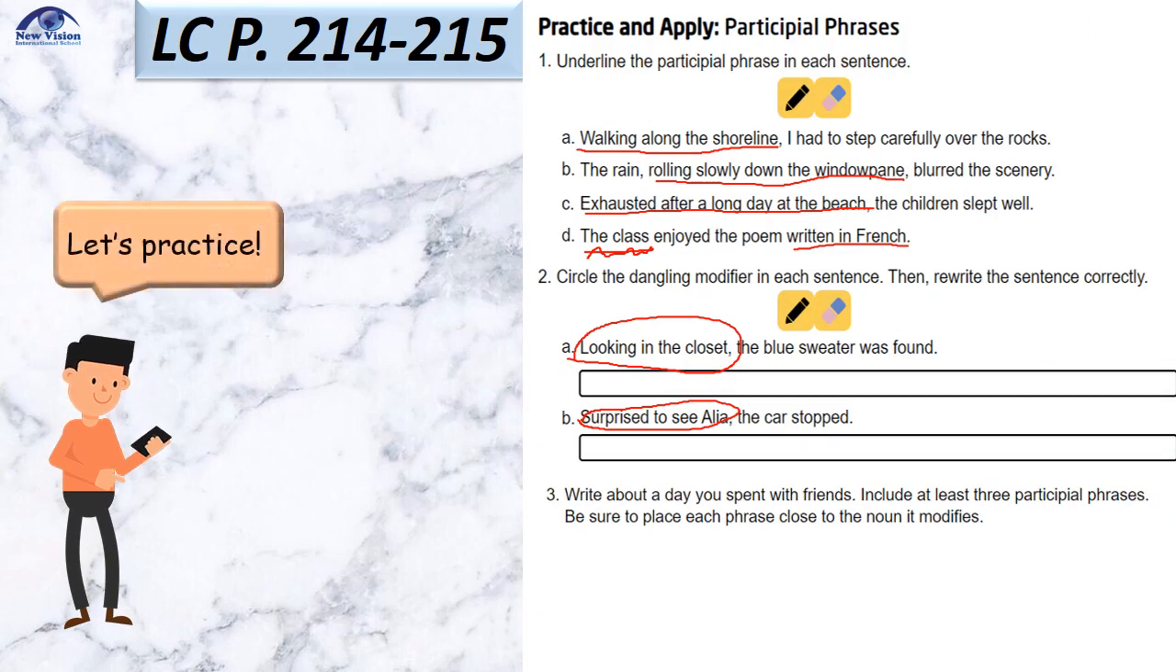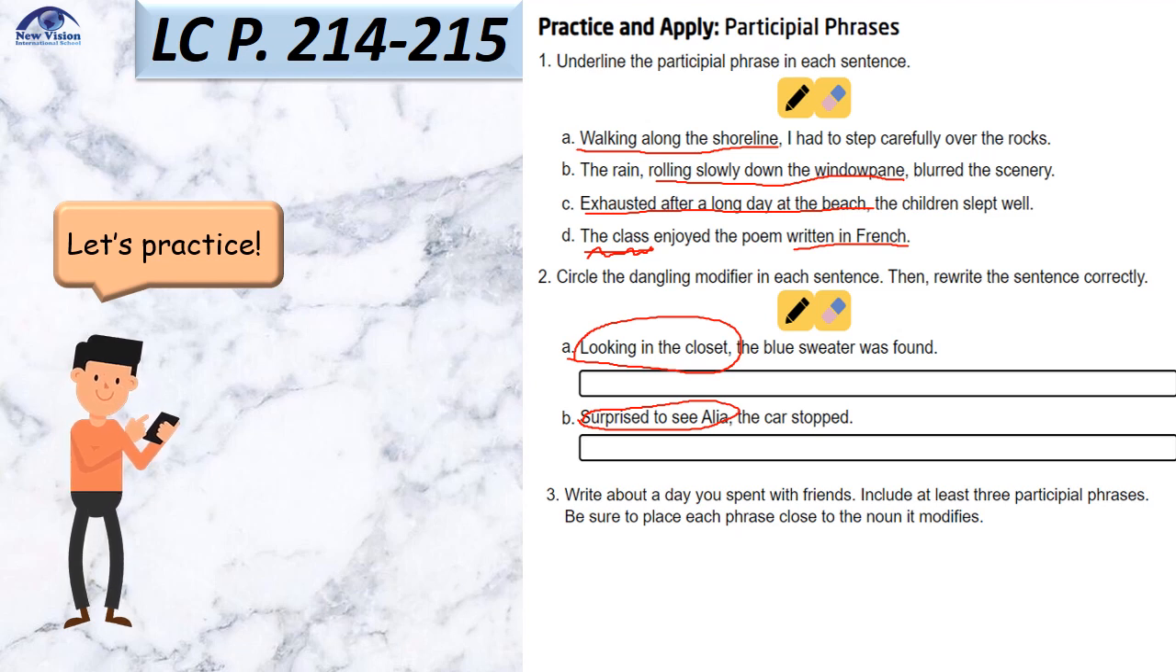Alright, so as you notice, here are some of the answers for your practice and apply in your book. So we have walking along the shoreline in sentence A. Sentence B, we have rolling slowly down the window pane. Sentence C, exhausted after a long day at the beach. And sentence D, written in French.